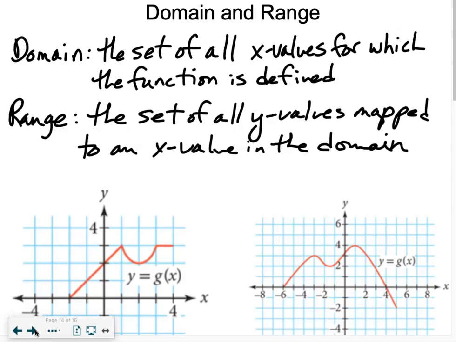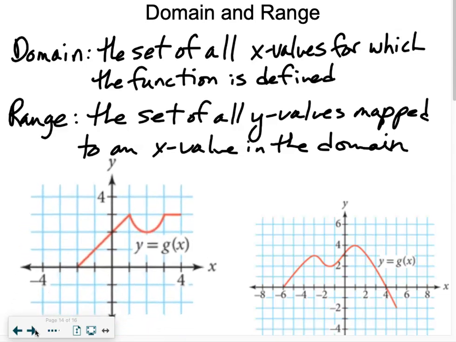Now, when we are finding domain, let's take a look at this graph. Domain is x values. You think left to right. Lowest x value to highest x value. On this graph, what is the lowest x value? -2. What is the highest x value? 4. Left to right.